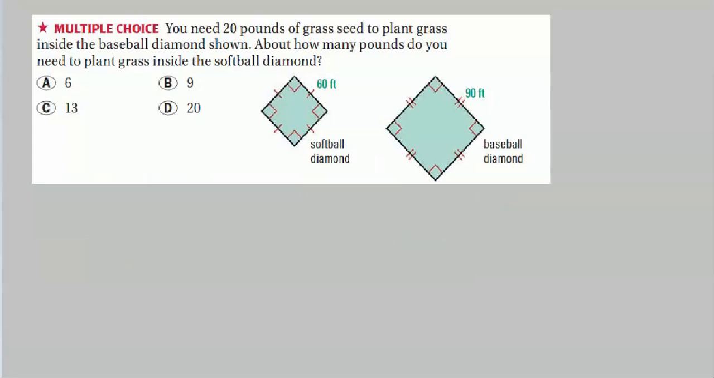Now here they're telling us that we need 20 pounds of grass seed to plant grass inside the baseball diamond. That's this one here, the larger one. We have a smaller softball diamond here, and they want to know how many pounds we need for this.